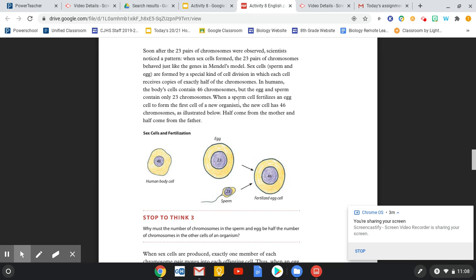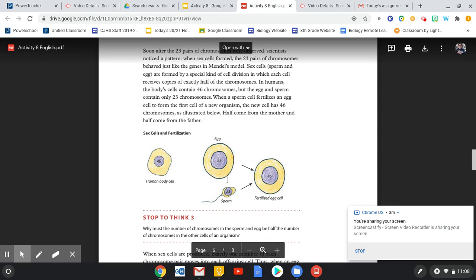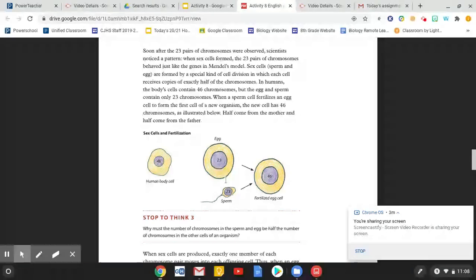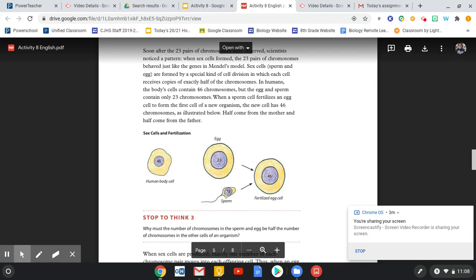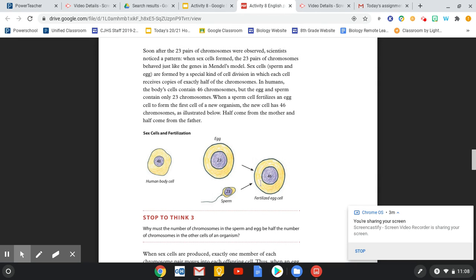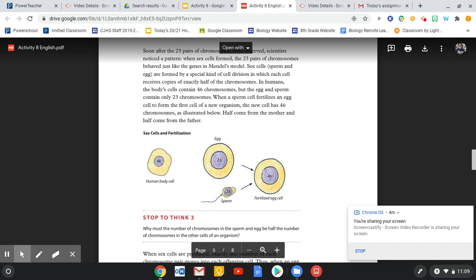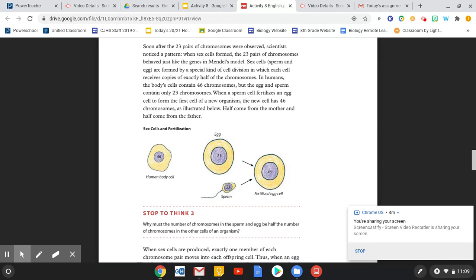Here we go though. When a sperm cell fertilizes an egg, to form the first new cell of a new organism, the new cell has 46 chromosomes. And so the reason that this special cell division, meiosis, happens, why they have half of them, is because then when the egg and sperm come together, they combine, and the new resulting cell will have 23 plus 23, 46. If they did the type of cell division in part A, then they'd still have 46 each, and they'd have 92. That can't happen because each person has the same amount. We want the new organisms to have the same number. Half come from the mother and half come from the father.